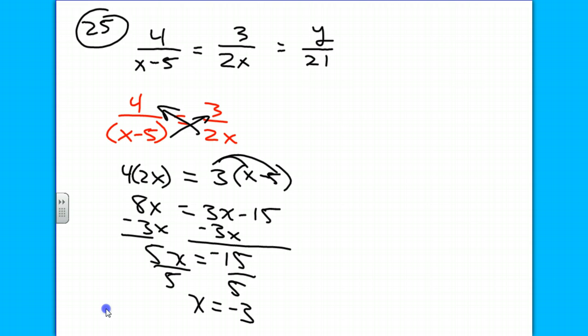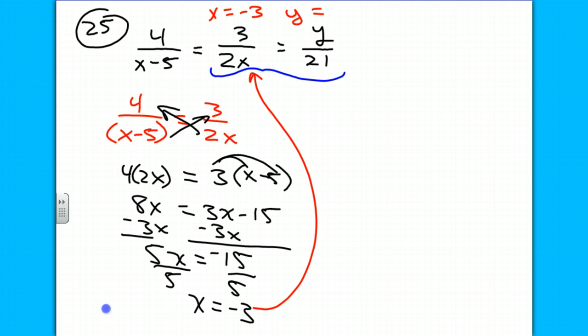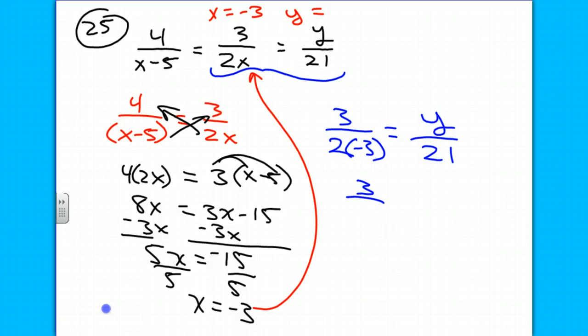Okay, so we have x equals negative 3, which is one answer, but we need to find y. So if we bring this up here, we can actually set up the second proportion, right? Put these two together, but instead of having 3 over 2x, we have 3 over 2 times, what was x? Negative 3. We're plugging it in, see? And now we're going to find this other variable y. You see that? What is 2 times negative 3? Negative 6.